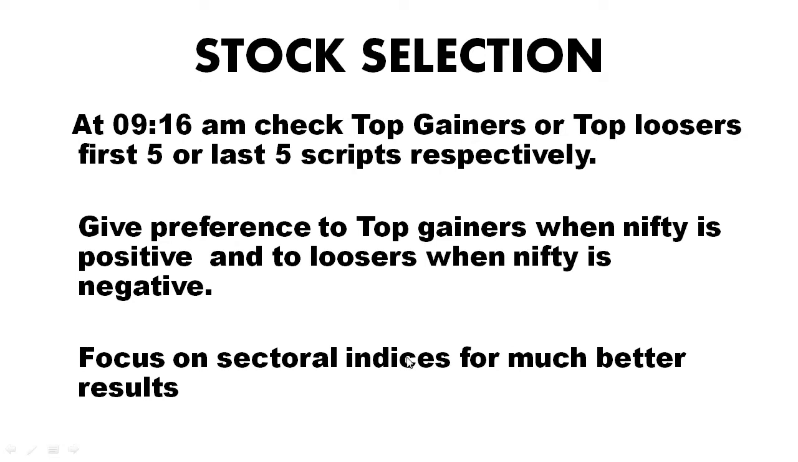And focus on sectoral indices for much better results. Sometimes the Nifty Auto sector will be moving well, and sometimes the Nifty Bank sector will be moving well. You can check that in the chart. There is a separate tool called heat map, so you can check very clearly in that heat map and focus on the sectoral indices for better results. So you can select a gainer and loser on a sectoral basis.